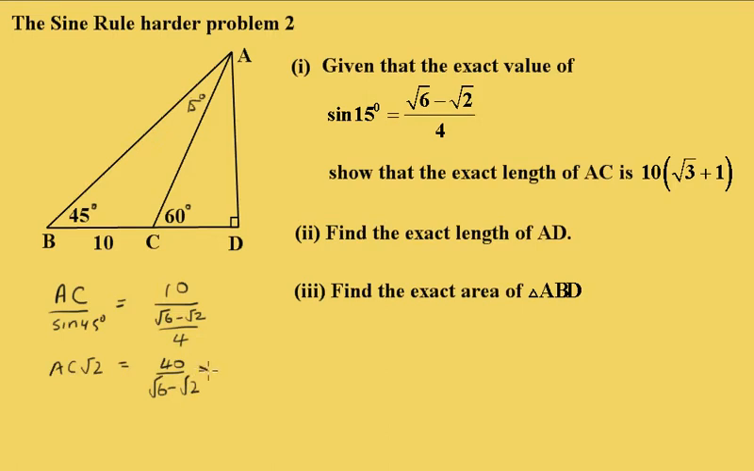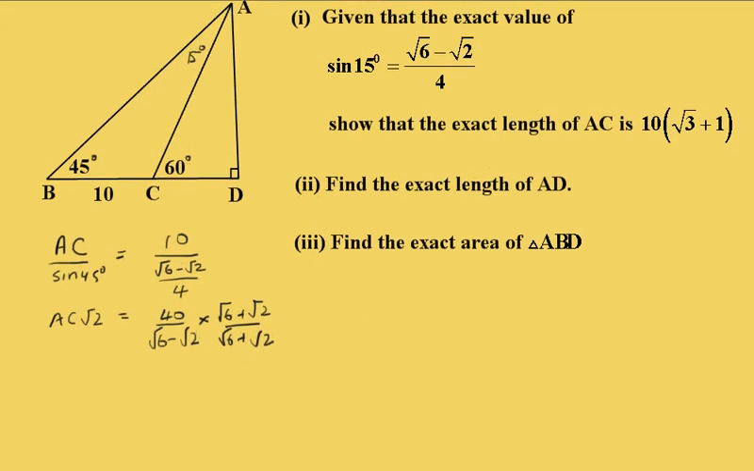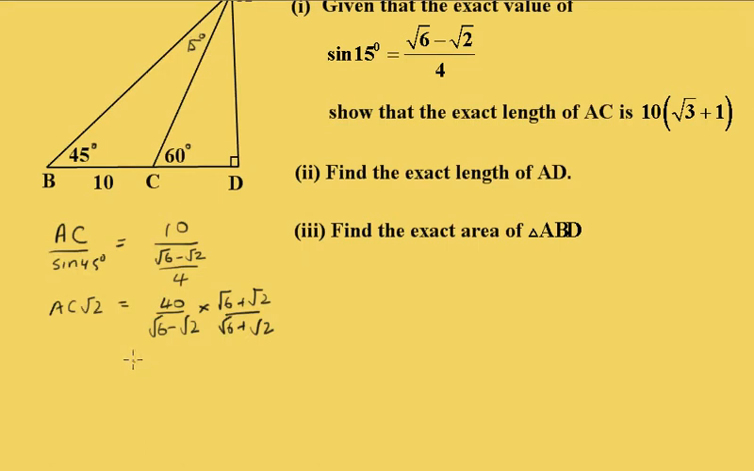So it's very similar to the first problem I gave you. Rationalising, we get root 6 plus root 2 over root 6 plus root 2. Now that becomes 40 outside of root 6 plus root 2 all over 6 minus 2, 4. So this becomes 10 outside of root 6 plus root 2.